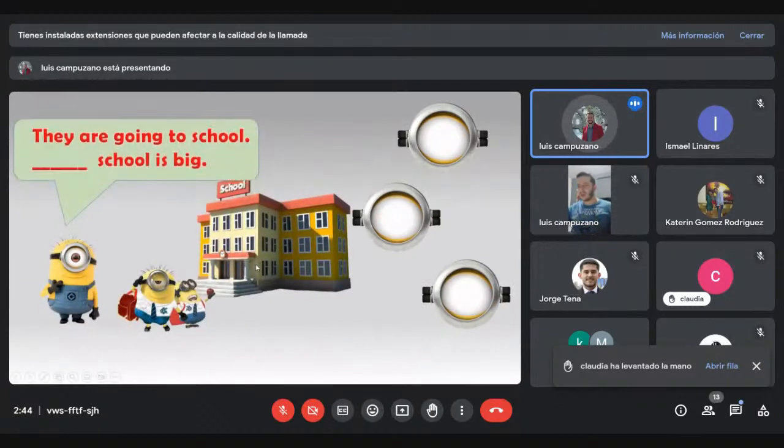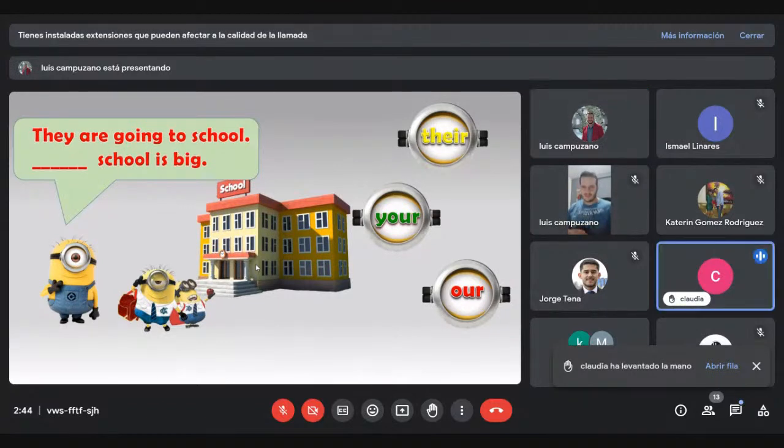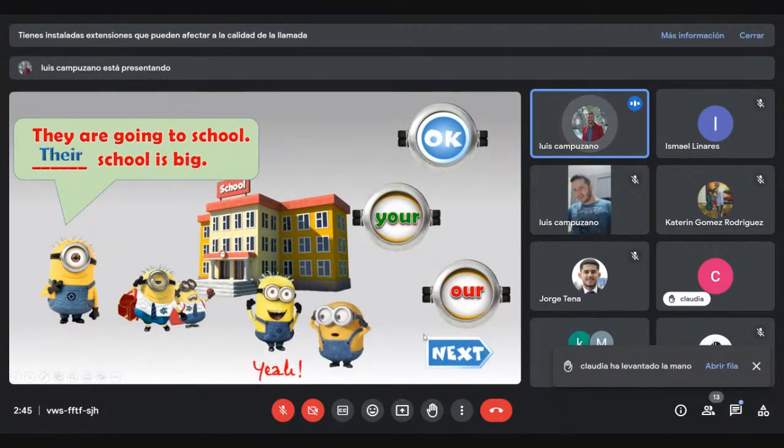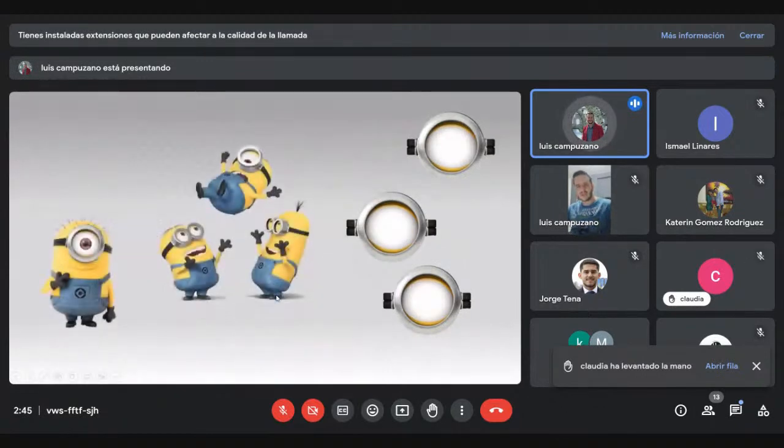I'm going to go now with Claudia. Claudia, they are going to school. School is big. What would be the correct option here to complete the sentence? What do you think? Their school, right? Su colegio, de ellos. Very good. All right. My next one is for Juliana.